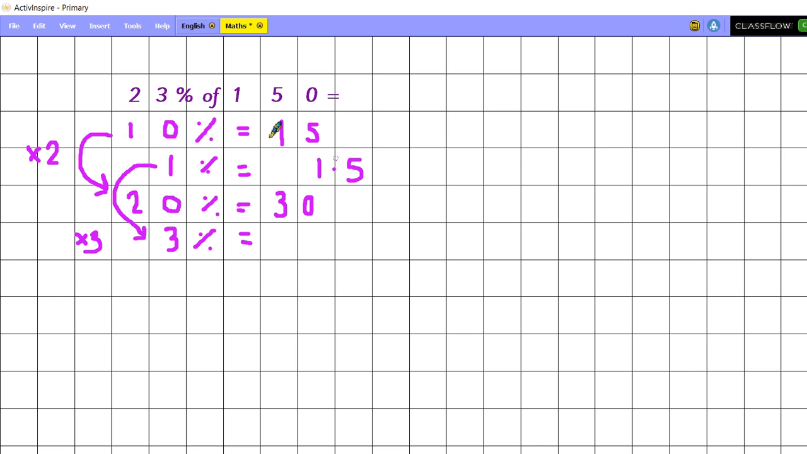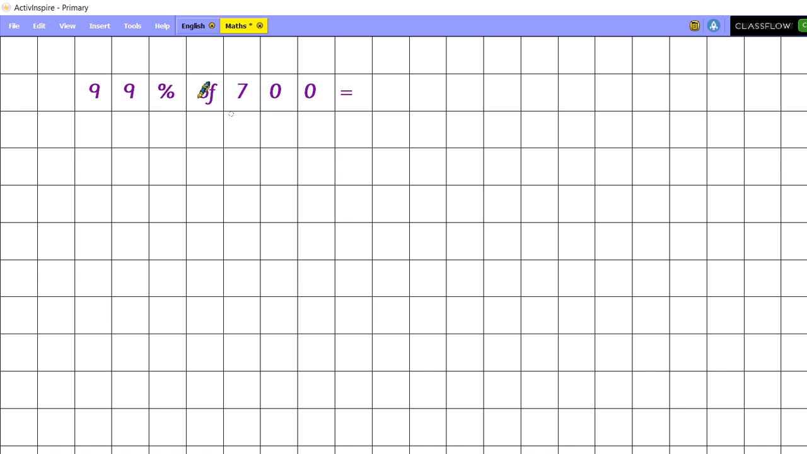Always think 1 whole times by 3 is 3. A half times by 3. Well, how many halves together? If I've got 1 half, add another half, that gives me a whole. Add another half gives me 1.5. So I've got 3 wholes and 1.5, which gives me 4.5. So now to get 23%, I need my 20% and I need my 3%, okay? Which for the answers is 30 and 4.5. Add those together and I get the answer 34.5. Okay, so 23% of 150 is 34.5.